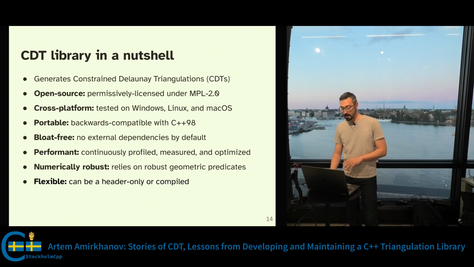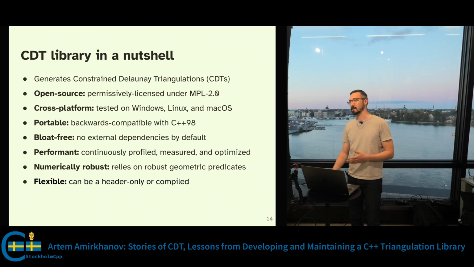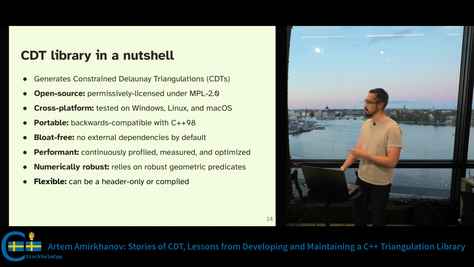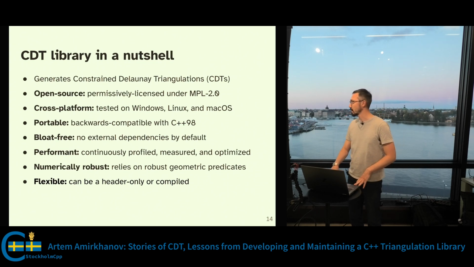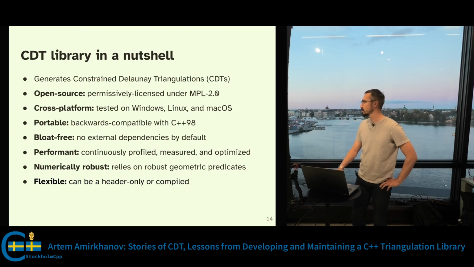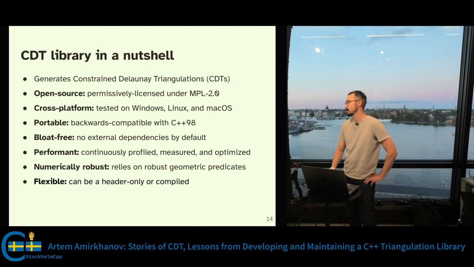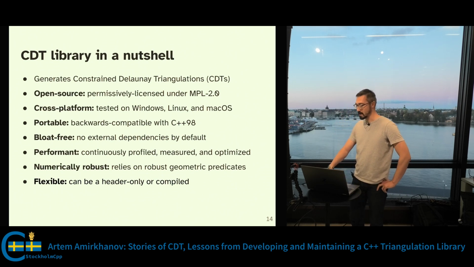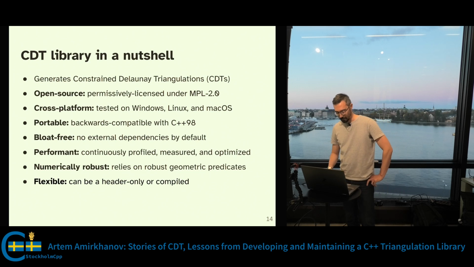In a nutshell, it's a C++ library. It generates constrained Delaunay triangulations, hence the name. It's open source under the Mozilla Public License, cross-platform, tested on main desktop systems, but should run on other systems. Why not? It's backwards compatible to C++98. It has no external dependencies, meaning the dependencies it has are included in the source.